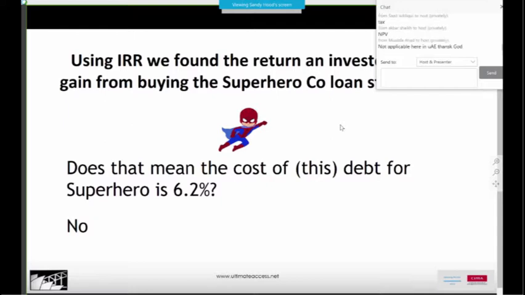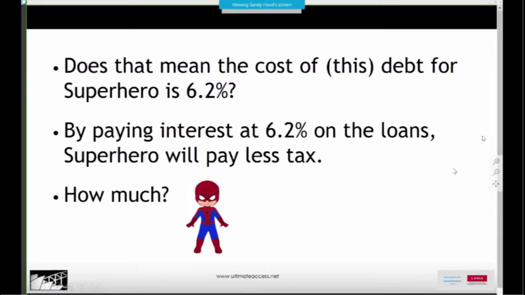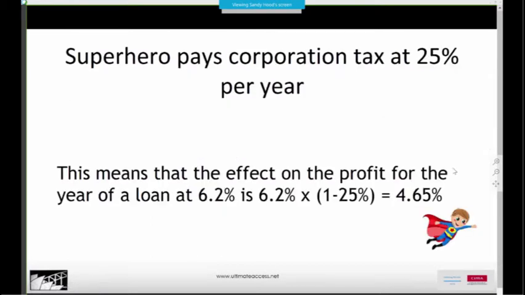So they have identified. Well done. Yes, it's to do with the tax. You're very clever. So congratulations. If we assume that Superhero is a profitable company, and I think that's quite a reasonable assumption, then interest costs can be charged against taxable profits, leading to a lower profit and a lower tax. So by paying interest at 6.2% on the loans, they will be paying less in tax. So the net effect is that they're going to have a cost of debt of 4.65%.